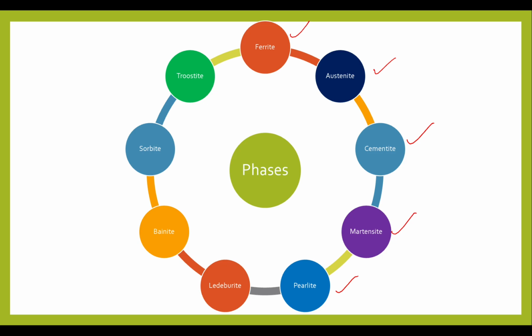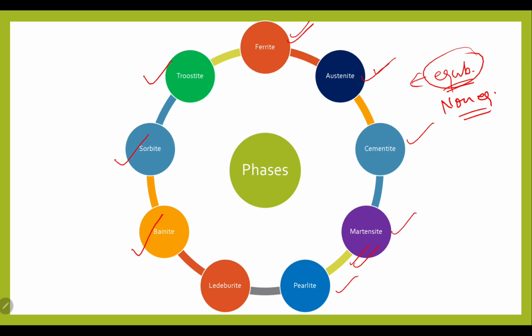So there are two kinds of phases. First is equilibrium phases and second is non-equilibrium phases. For the non-equilibrium phases, we will see austenite, sorbite, bainite and martensite. And for the equilibrium phases, which we'll see under the iron carbon phase diagram, that is ferrite, austenite, cementite, pearlite and ledeburite.